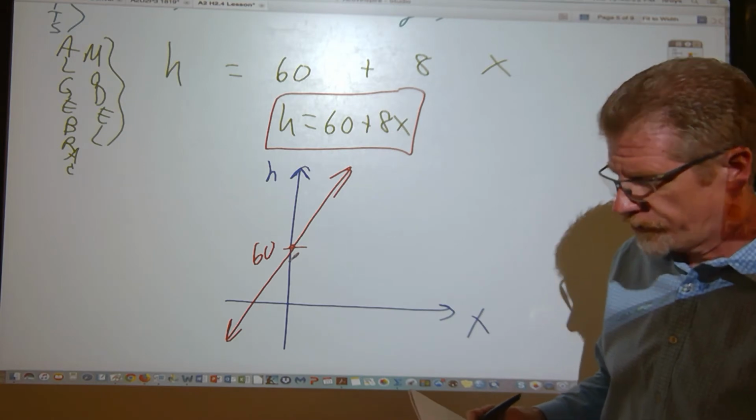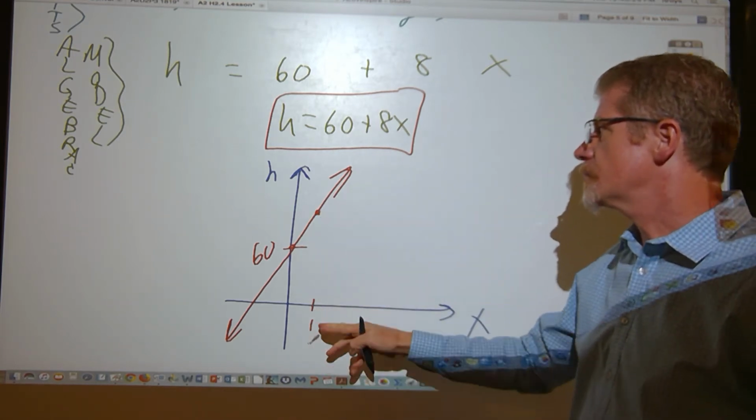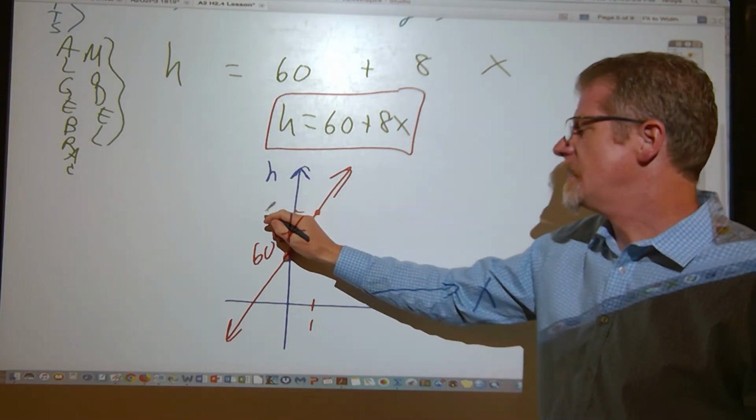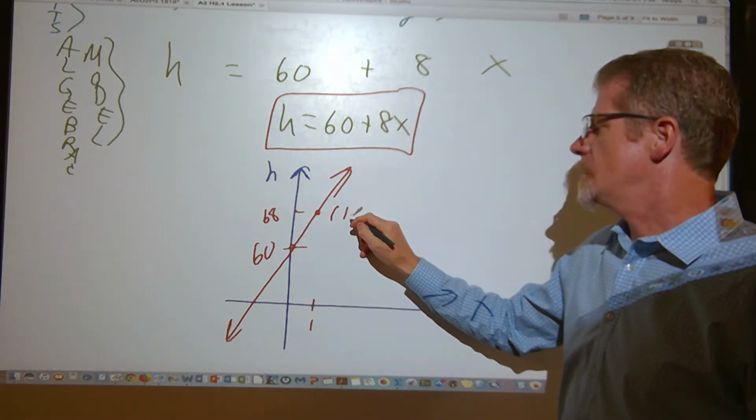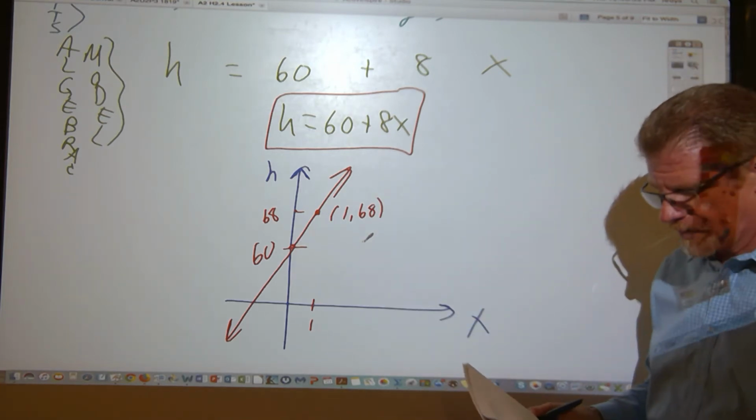How much do we need for a full graph? Well, we should put at least one other point on it. Maybe we should go 1 year into the future. At 1 year, the height goes up to 68. So we got 1, 68. That's a graph.